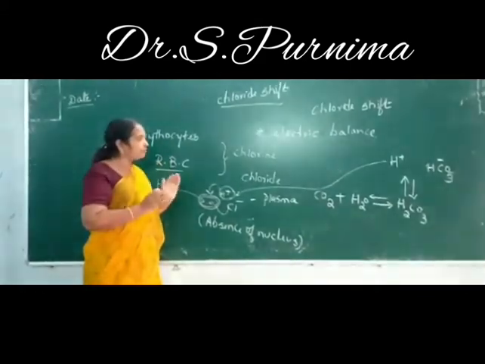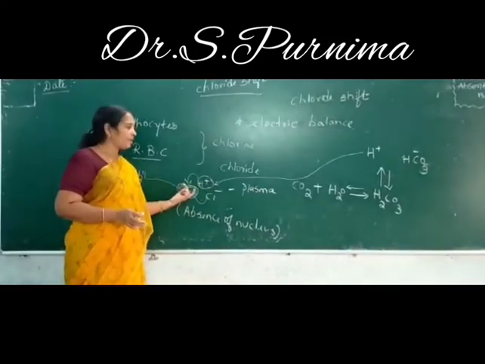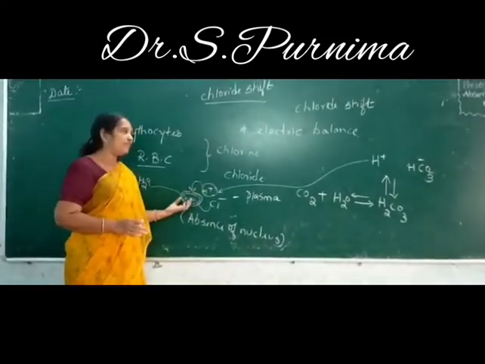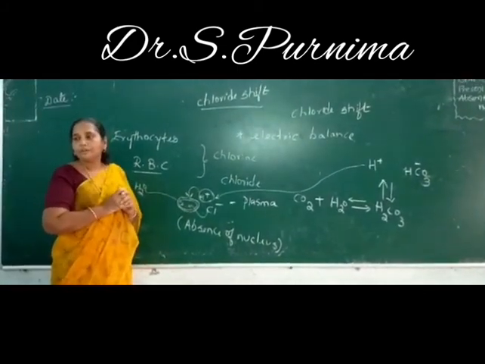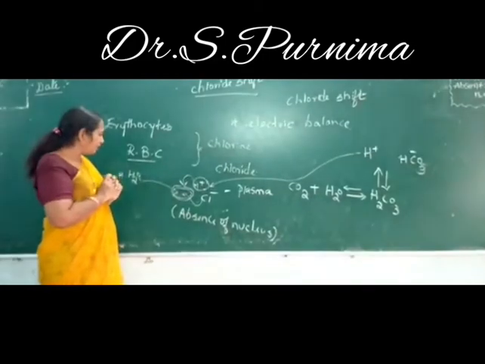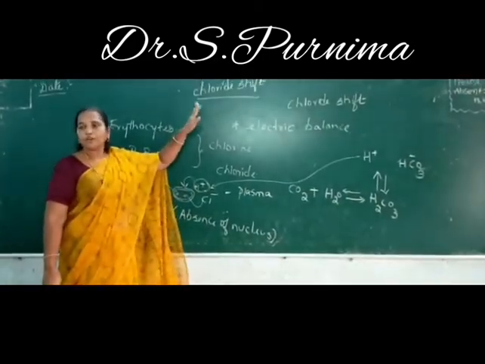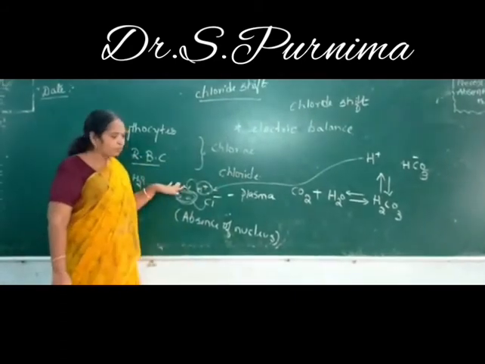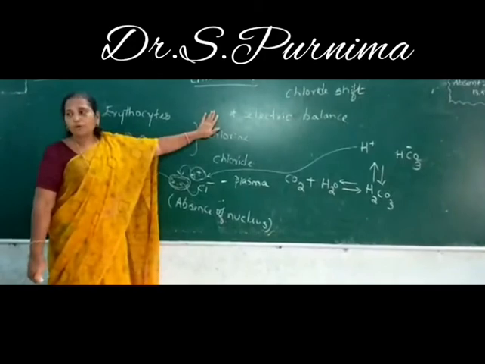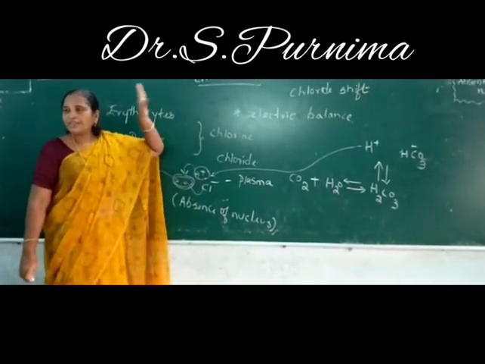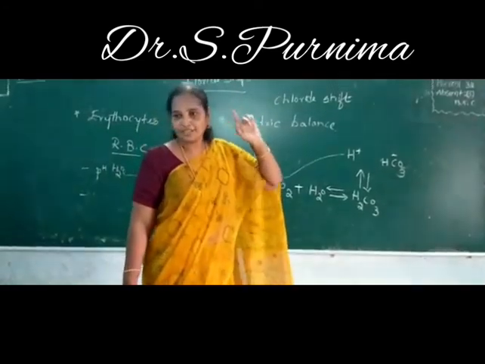In order to stop this, the chloride ions now tend to move in from the plasma into the RBC, and thereby the electric balance of your RBC is maintained. So when this is maintained, the shifting of chloride ions from the plasma into the RBC is chloride shift. It's a very important subtopic which is generally asked for the short questions in the semester examination.